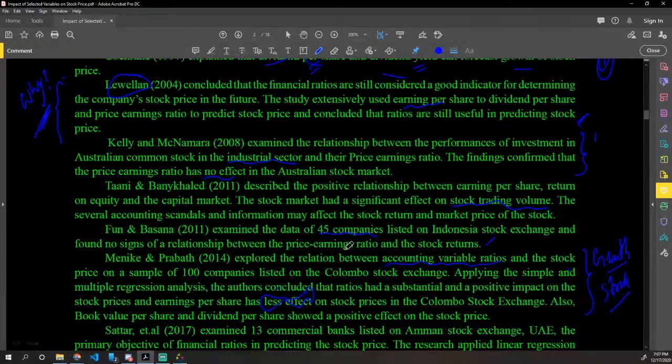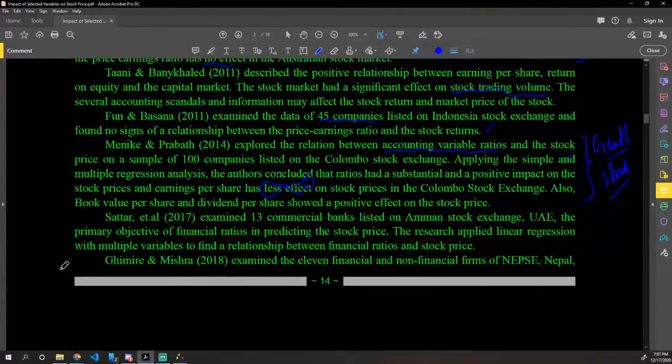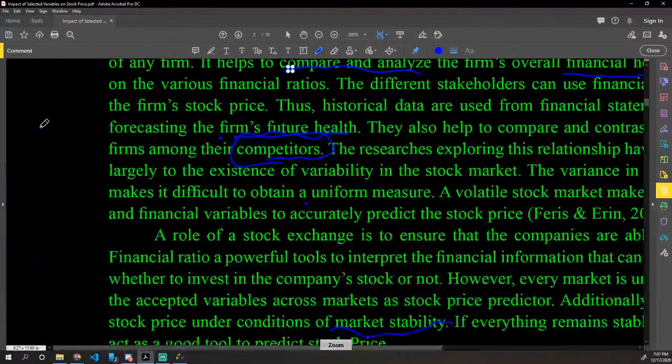Also, book value per share and dividend per share showed a positive effect on stock price. Okay, so book value per share and then dividend per share. I don't think that's happening in our country. 238 book value per share as of today. CIT is basically listed at 4,400. That's crazy, right?